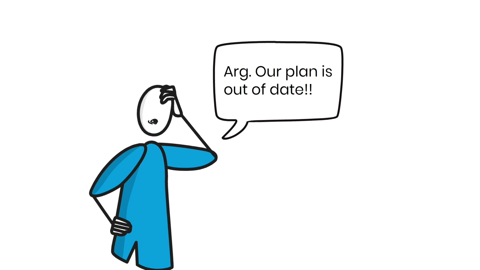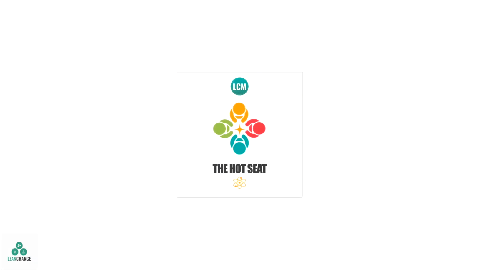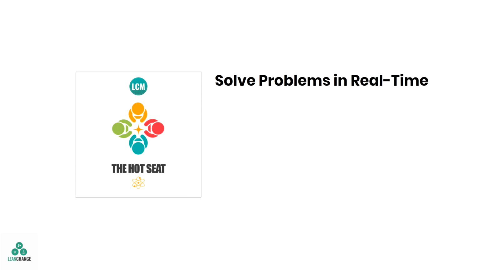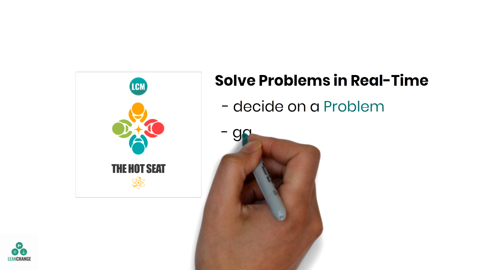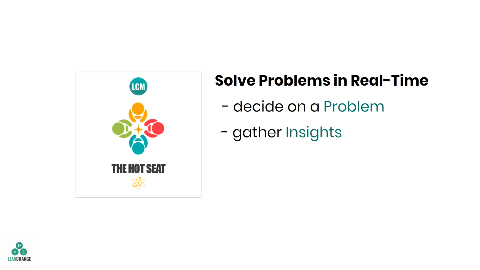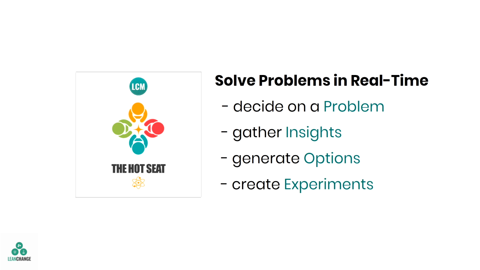Change moves fast. The hot seat is a fantastic approach you can use to solve problems in real time without losing sight of the big picture. Here's how it works. You'll start by deciding on a problem to use for the session, then you'll gather important insights and finally generate some options. After that, the team can decide which options they should take action on.